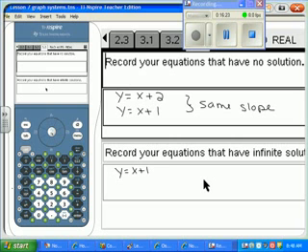y equals x plus 1. Another example of this would be 2y equals 2x plus 2. How do you get down there? Control tab.